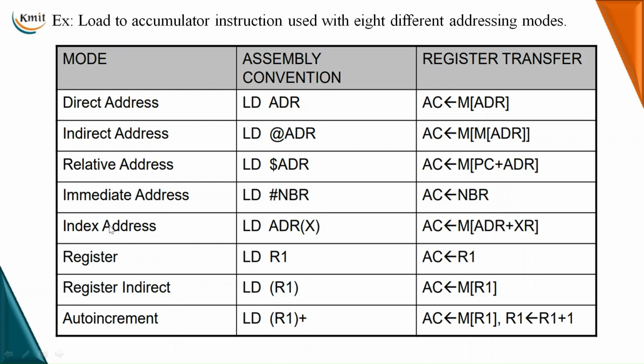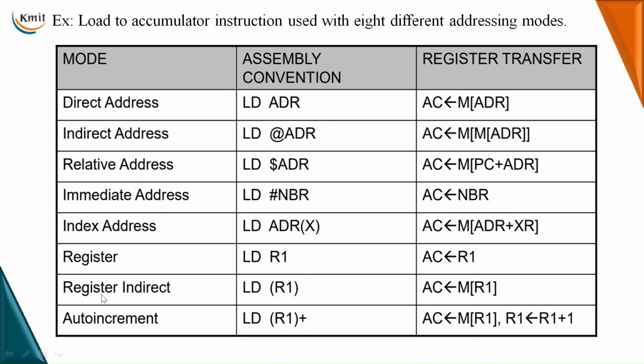In case of index addressing mode, the contents of the index register are added to the address part of the instruction. It is represented by address of X, which is the index register. So the contents of the index register XR plus the address part gives the effective address of the memory location. If we access M of this particular address, the actual operand will be present, which can be loaded into the accumulator. In case of register addressing mode or register direct addressing mode, the register contains an operand which is loaded into the accumulator.